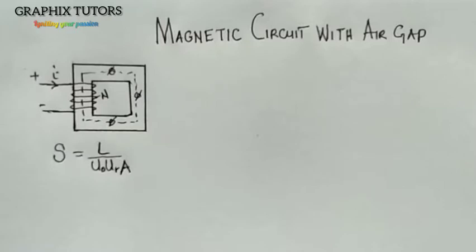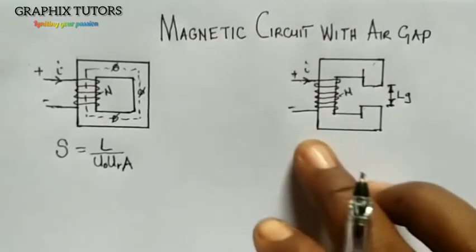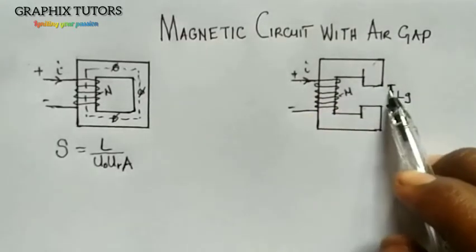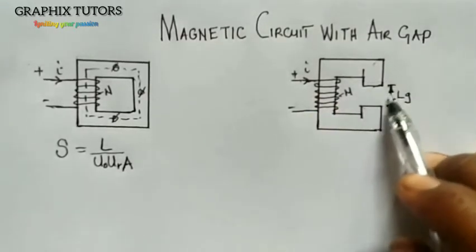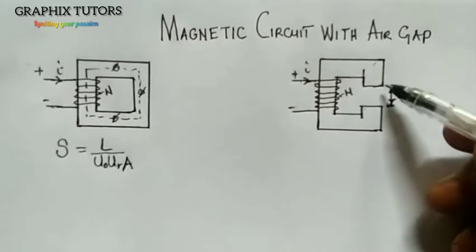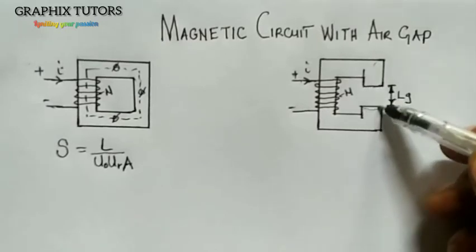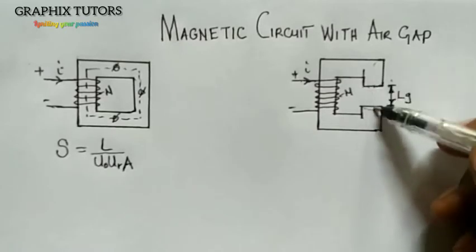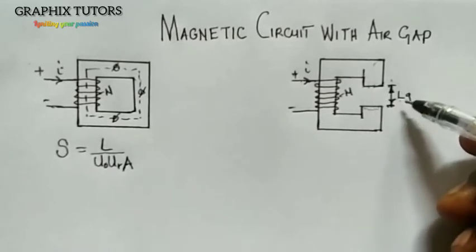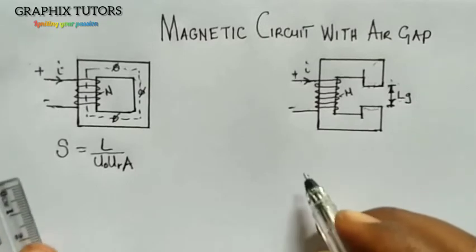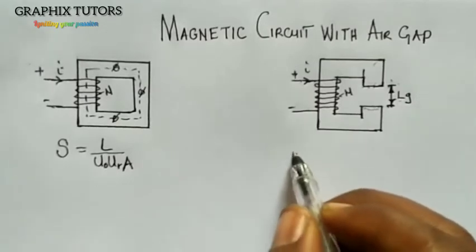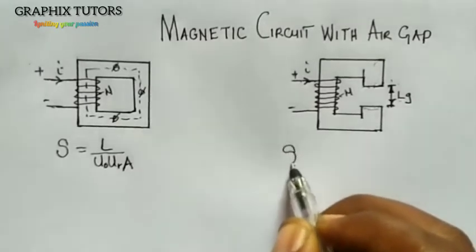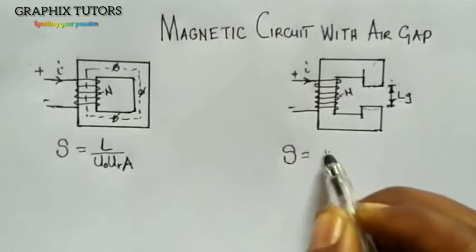That is without air gap. Let's see with air gap now. Now this is the magnetic circuit with air gap. When you open it up, the distance between the magnetic surfaces is called our LG, right? So I can easily write that my reluctance, it can be R or S, is equal to what?